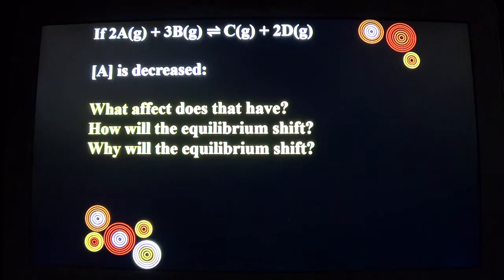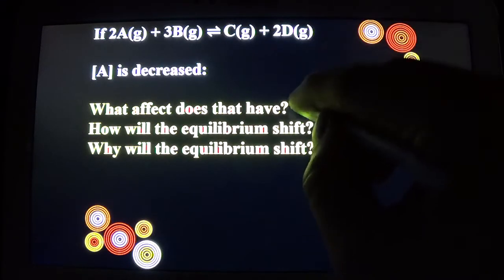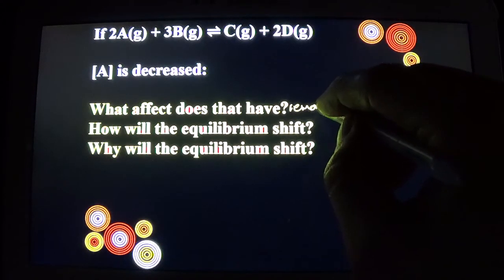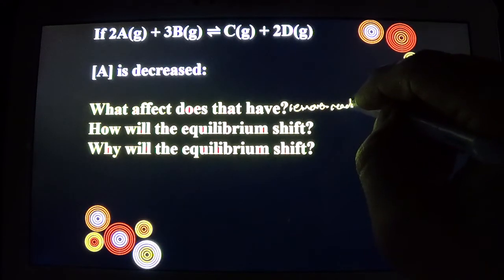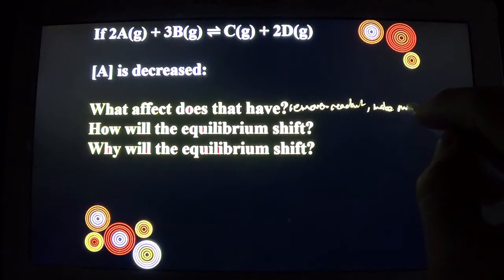Okay, what happens if we decrease A? Somehow I have a magic syringe that I can stick in and only remove A. Now, that's a silly way of saying it, but there certainly could be a way to remove A, and that is by reacting it with some other side reaction inside the same vessel. So what effect will this have? Well, if I'm decreasing A, that removes reactant. What's the opposite? It's going to make more reactant.